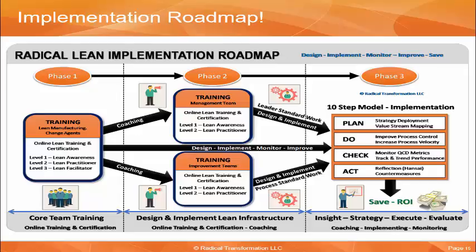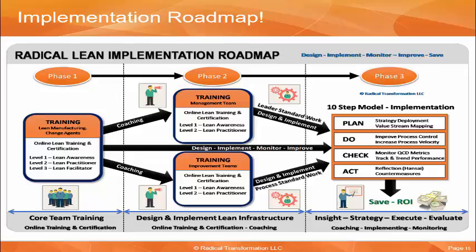Phase 2 is about designing and implementing the lean infrastructure, training the management team to understand what they're saying and what they're doing and why they're doing what they're doing and how they do it is important. Same with improvement teams. They need to understand how the tools work together. Again, we use the online training and certification and then coaching. And the change agents in phase 1 will become the coaches for the entire organization.